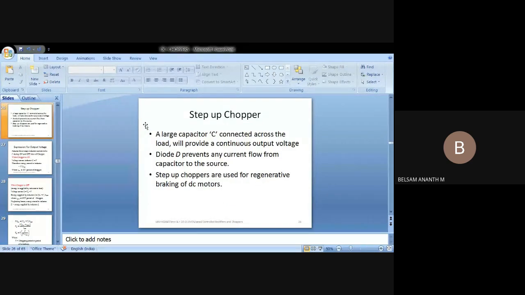Step up chopper continuation: a large capacitor C is connected across the load. So far we discussed only the L, right? Now we speak about the C. In the step up chopper, a large capacitor connected across the load will provide a continuous output voltage.